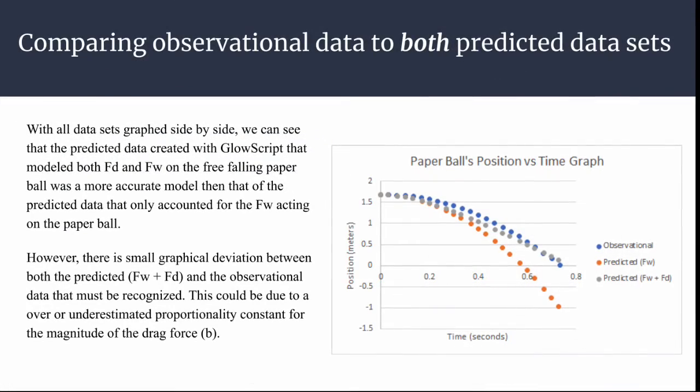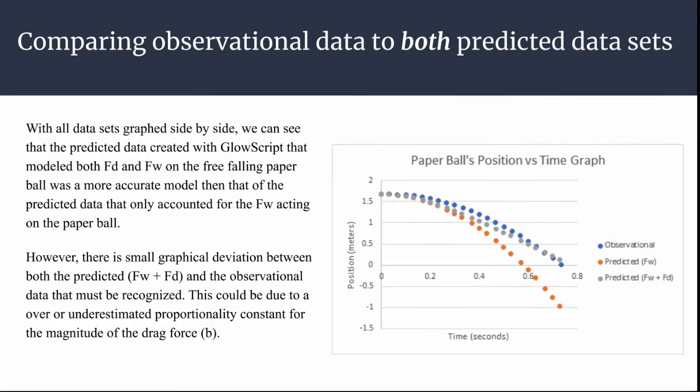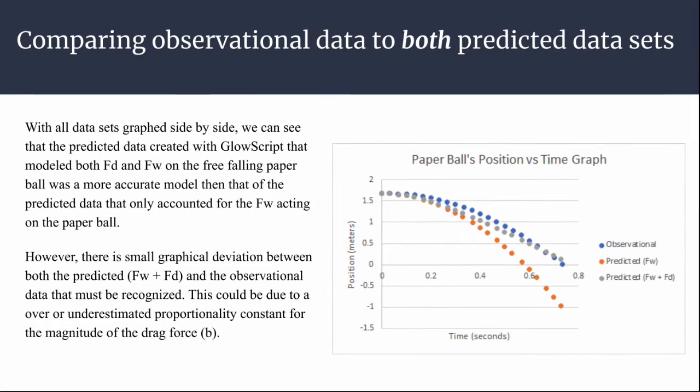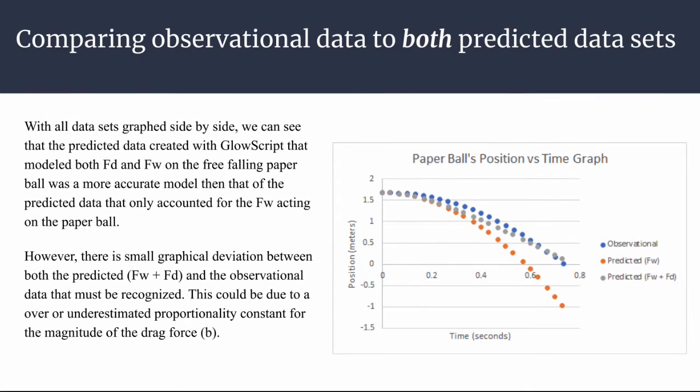With all the datasets graphed side by side, we can clearly see that the predicted data created with GlowScript that modeled both the force of drag and the force of weight on the free-falling paper ball was a more accurate model than that of the predicted data that only accounted for the force of gravity acting on the paper ball.